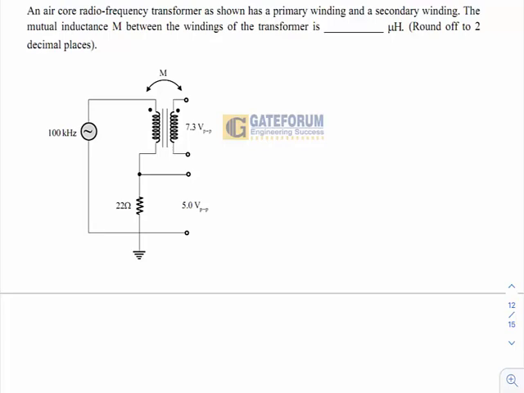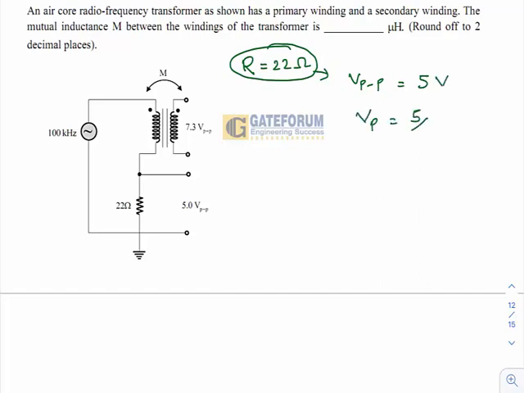So first, the data that is known to me is the peak to peak voltage of this resistance branch, right? So for resistance 22 ohm, I am finding the peak voltage. They have given peak to peak voltage as 5 volt. Okay, so what will be the peak voltage? 5 by 2, that is 2.5 volt, right?